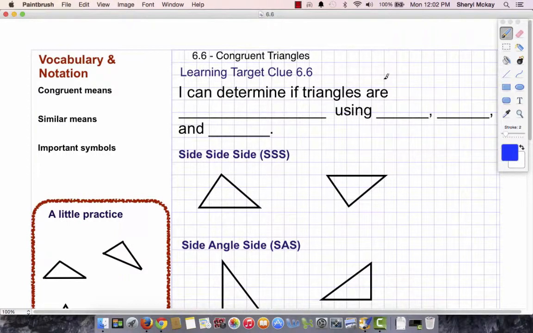Congruent triangles. And let's go ahead and fill in our learning target. I can determine if triangles are congruent, so write the word congruent.